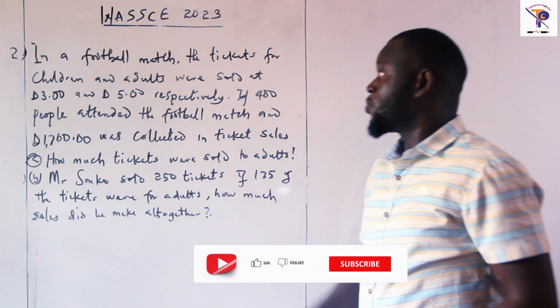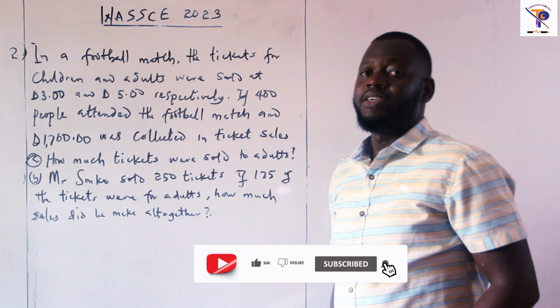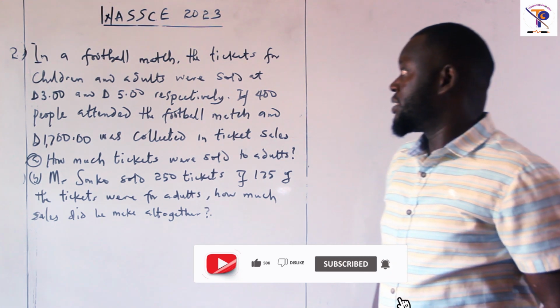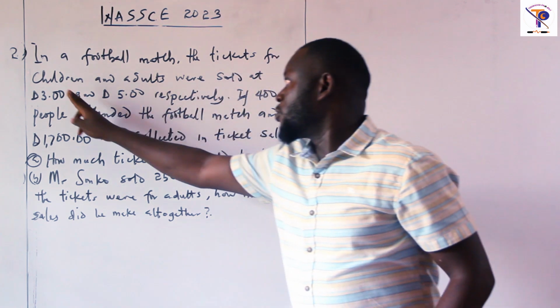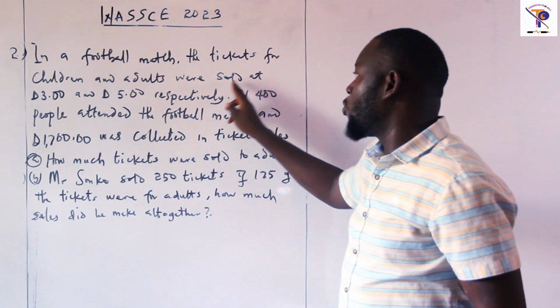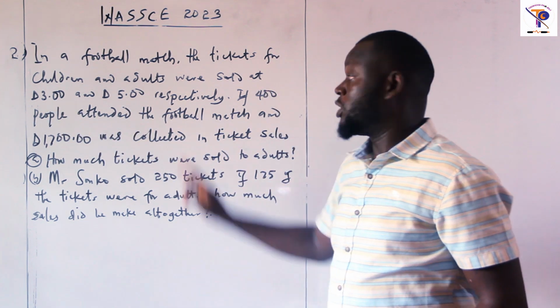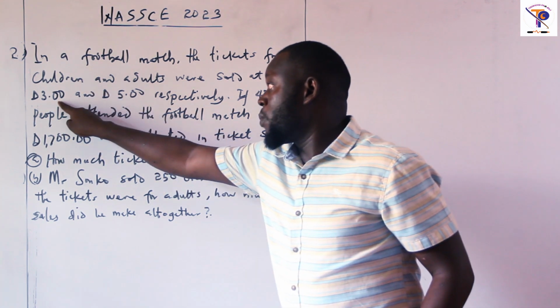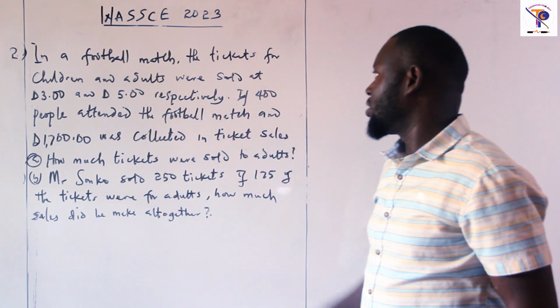Yes, look at this question. This is question number 2 of WAHEC 2023. So let's see. In a football match, the tickets for children and adults were sold at this amount and this amount respectively. So for children we have this amount, and for the adults we have this amount.